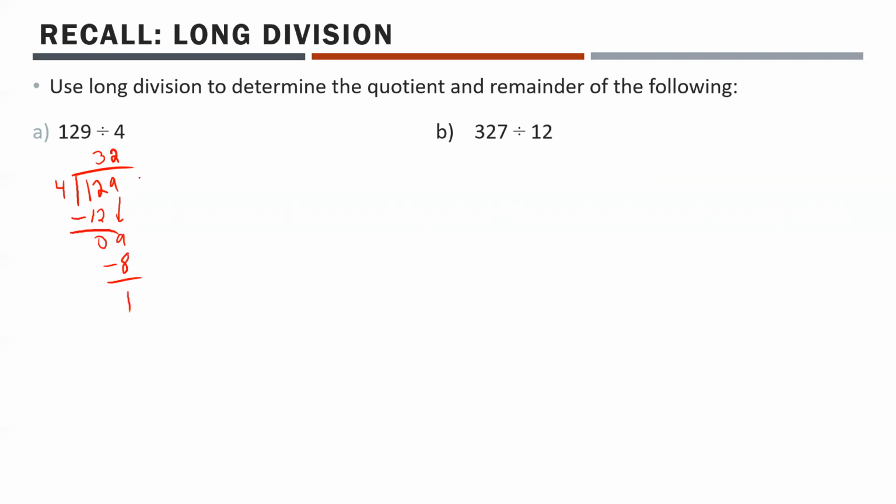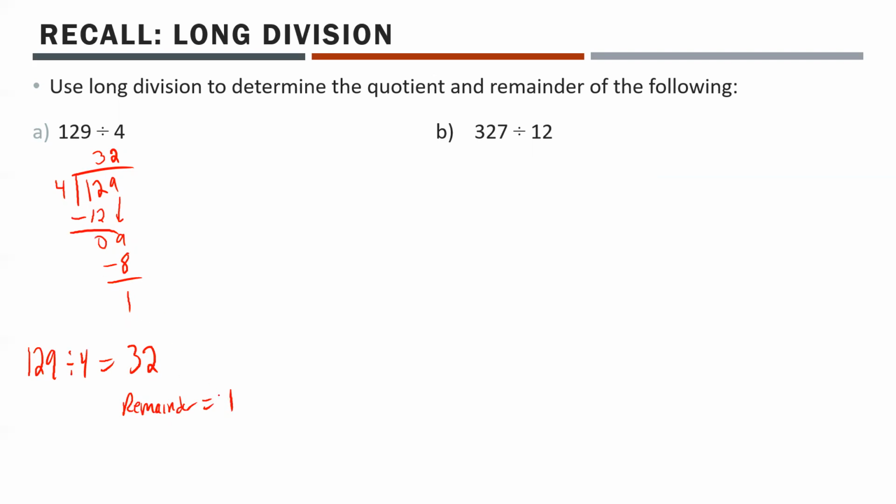Now, once we get to this point, we have no more digits to pull from. So we ask ourselves one last time, does 4 go into 1? It doesn't go into 1. So what we would say is 129 divided by 4 equals this number up on top, which was 32, but it has something we call a remainder of 1. That's just the number that was left over in the end.